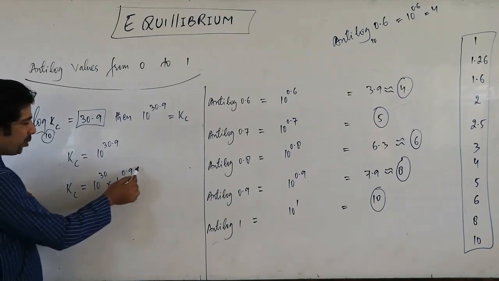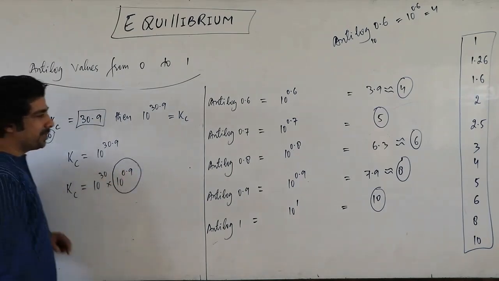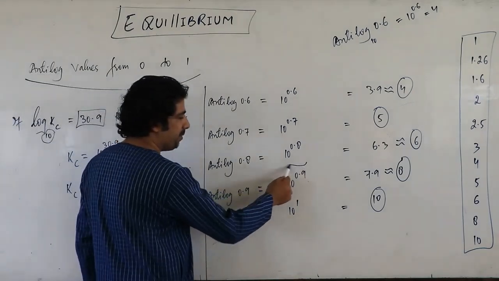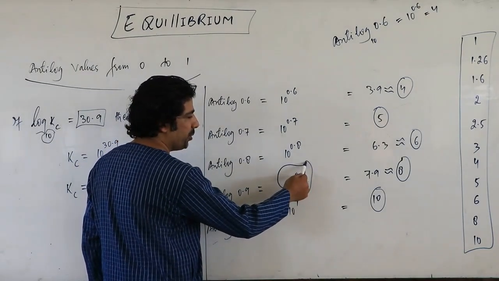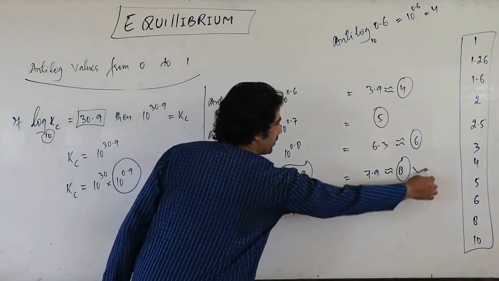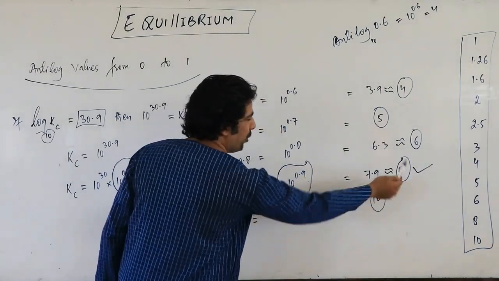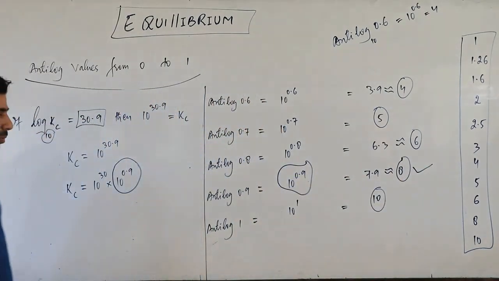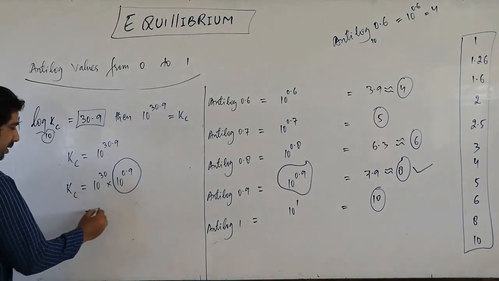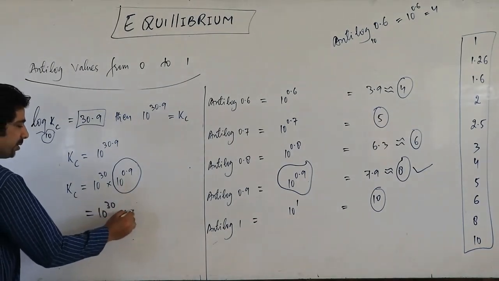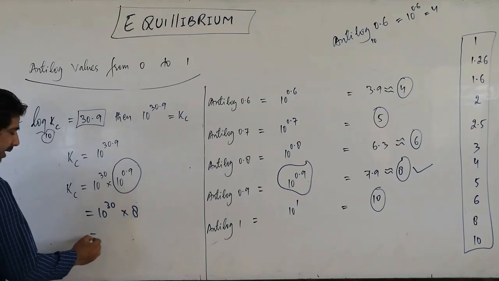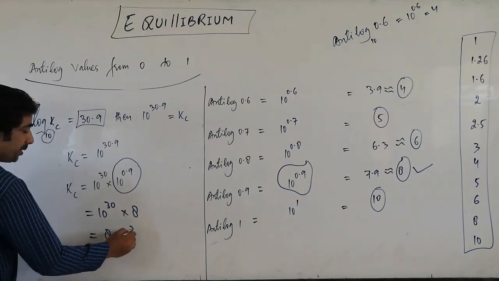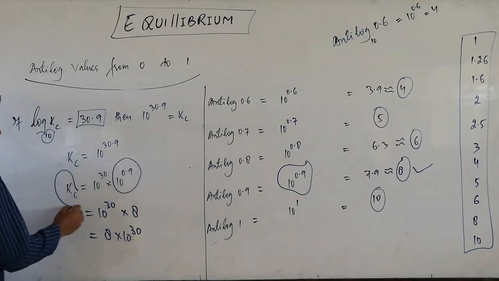And what is the value of 10 to the power 0.9? Have a look here. You already remembered it's equal to 8, or 7.9, and you can write down 8. 8 is the value. So here we have 10 to the power 30 into 8. So I can write down 8 into 10 to the power 30. So that is the Kc value.